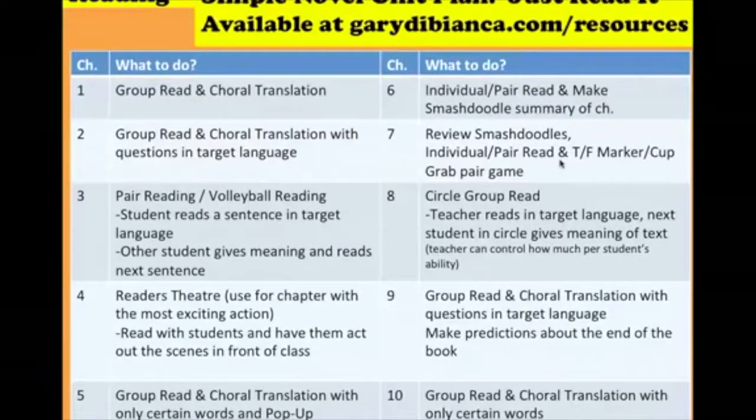Circle group read. I really like this one. We get in a circle. I read in the target language. I then say, okay, you're next. Tell me what I said. Then I read a little bit more. I control how much I read, so I see who the next student is, and I have a good sense of where I stop and how much I know that student can handle. Chapter 9, more reading together, making predictions. And then chapter 10, I need you to see that it could be as simple as this. It doesn't have to be overwhelming, and you don't have to do every awesome idea you read online.